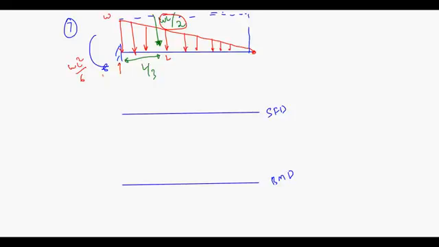Let me draw it smaller. Okay. Now let's start drawing the shear force diagram. So you are having WL by 2 in the upward direction, so raise this point from 0 up to WL by 2. Okay, now your equation will decide what comes next.